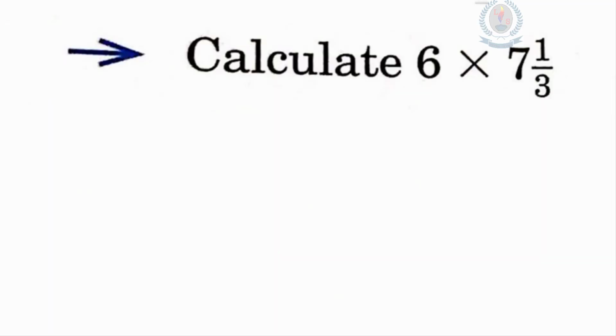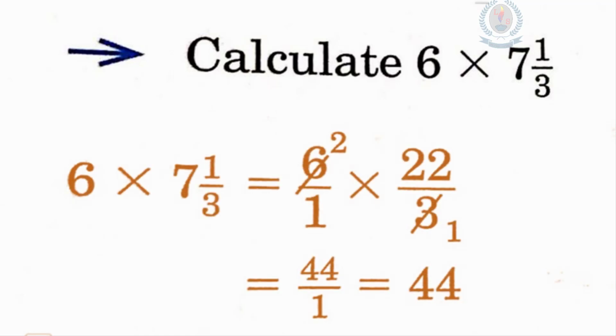We can use the rule for multiplying fractions when we have to find the product of a fraction and a whole number. We treat the whole number as a fraction. Let's look into a sum. Calculate 6 multiplied by 7 1 by 3. Now children, here you have to understand that 6 is a whole number. You have to change this 6 into a fraction.